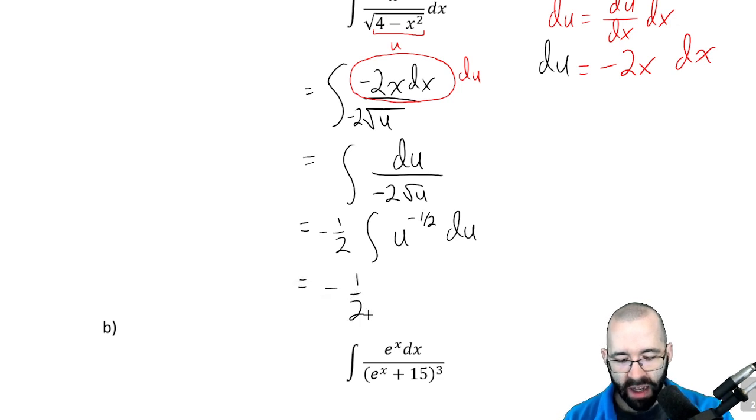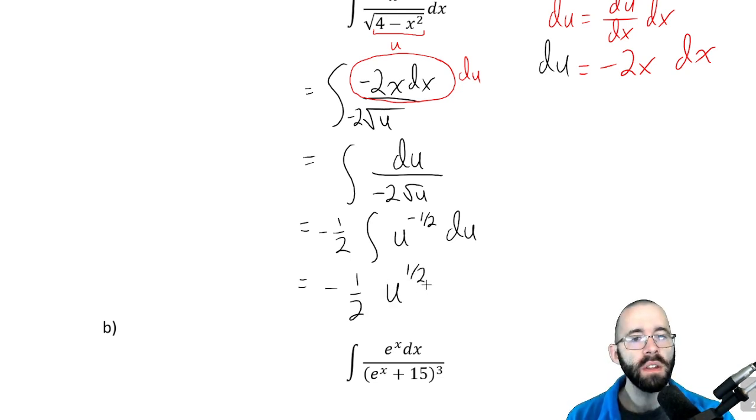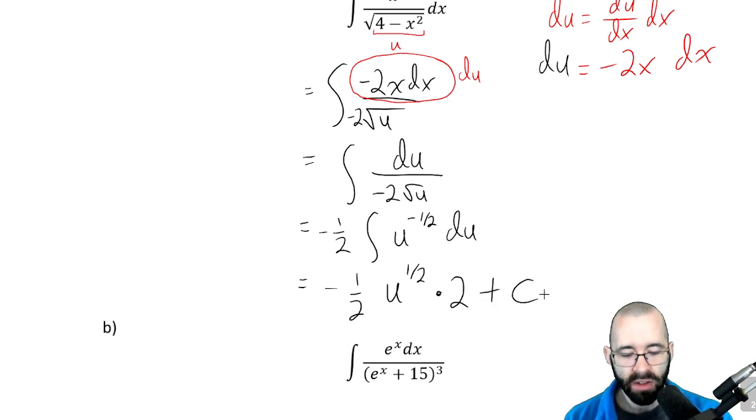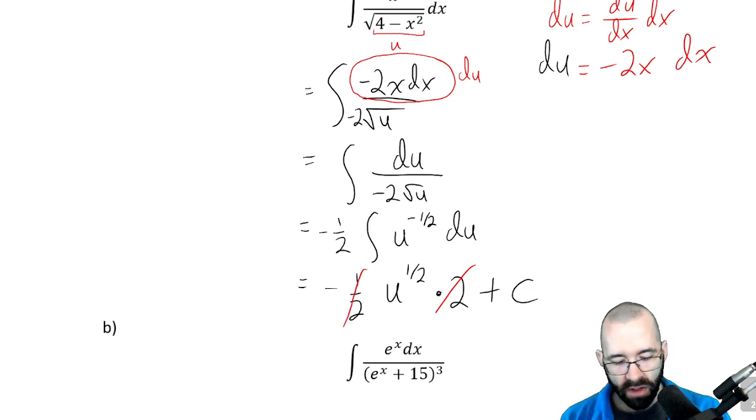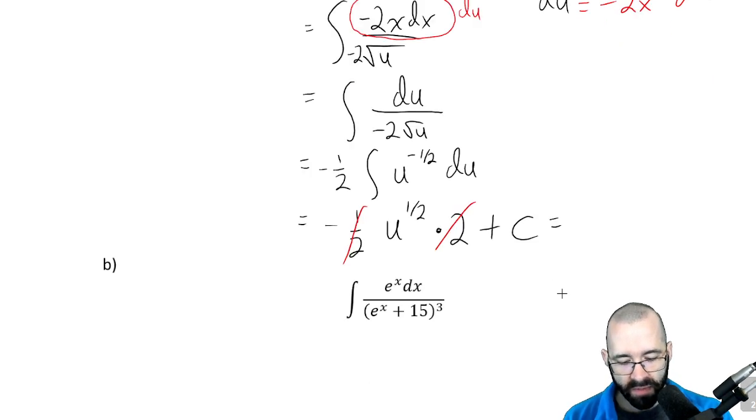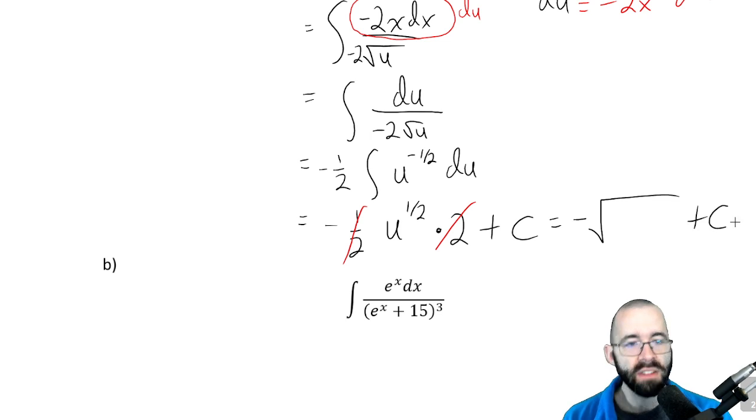So now we have -1/2, and we can just integrate. This is just the power rule. We add one to the exponent, and then we divide by that new exponent. We're dividing by 1/2. Dividing by 1/2 is multiplying by 2. And we don't forget our plus C. 2 times 1/2 cancels out. We're very close. All we have is negative square root of u plus C.